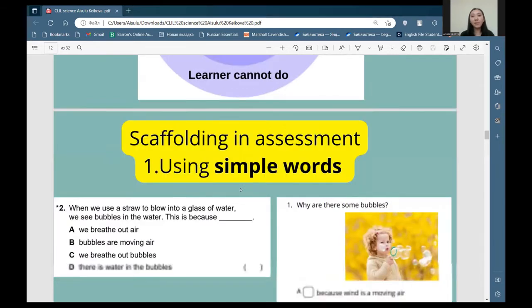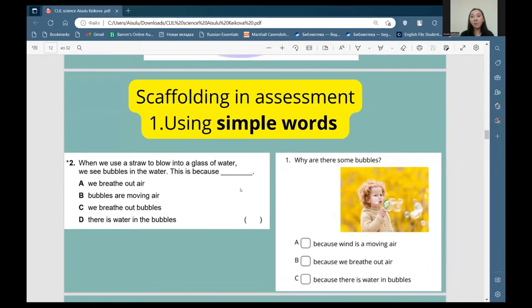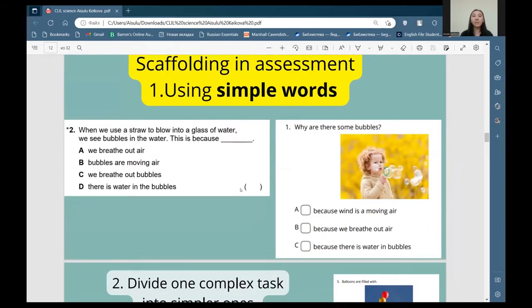Let me give you some examples of how this is done. First of all, I try to replace some difficult phrases and terminology with simpler words. On the left side, there is an assessment taken from the EduHub, the original task. As you can see, the sentences are longer, and they may confuse children because they may ask what is, when we use, and lots of questions before they get to the main idea. Also, the answers are sometimes very confusing even for adults.